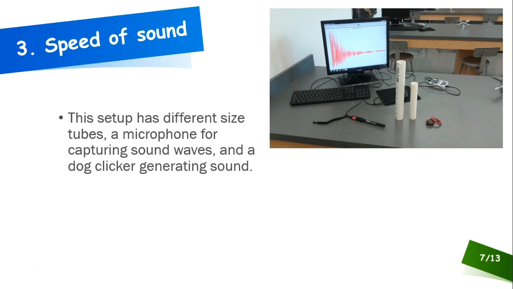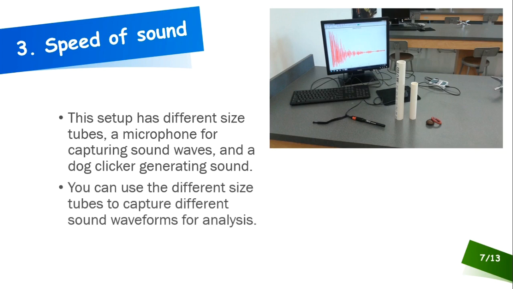Next up, we've got speed of sound. So you can see we've got a microphone that's hooked up to Logger Pro. We've got a little clicker device there, and you basically click the clicker there on the edge of one of the tubes. We've got different sizes of PVC pipes, and the sound waves travel up and down the pipe. You can see the waveforms that are there captured with the Logger Pro from the microphone that's hooked up to it. And so there's all different things you can do with this to capture different sound waveforms for analysis, different size tubes, different lengths of tube, different things you can experiment with this.